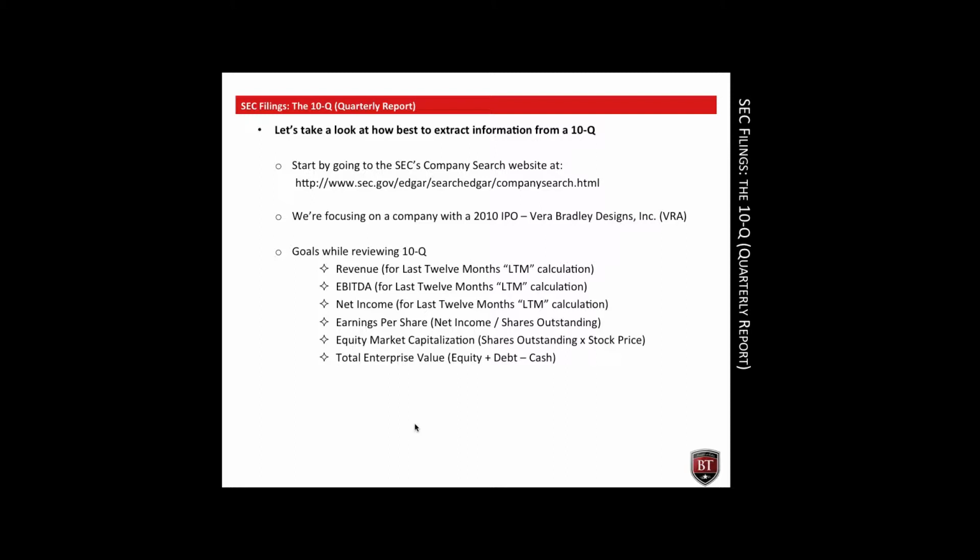Like we've done with our other modules, we're going to start by going to the SEC's company search website, and I've included the link here. We're going to focus on Vera Bradley Designs, a consumer products company that had an IPO in 2010.